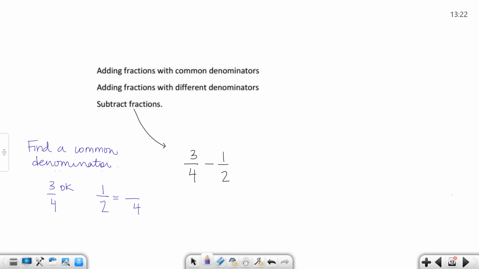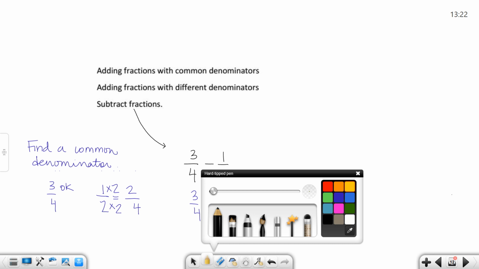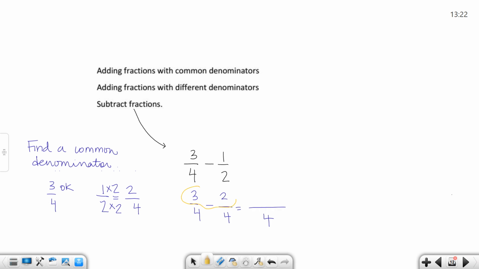So the way that I get from 2 to 4 is I'll say, well, 2 times 2. And if I multiply by 2 on the bottom, I have to multiply by 2 on the top. So this would be 2/4. So we're going to get 3/4 minus 2/4. And remember, I keep that common denominator of 4. And this time you subtract across the top. So 3 minus 2 would be 1, and this answer would be 1/4.